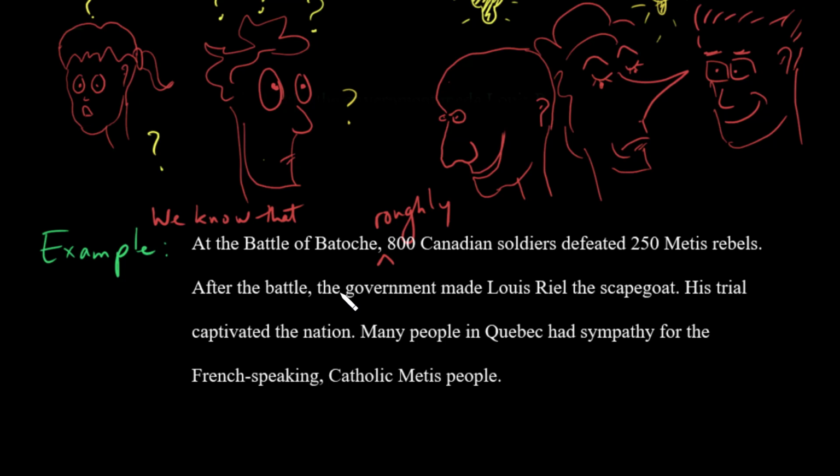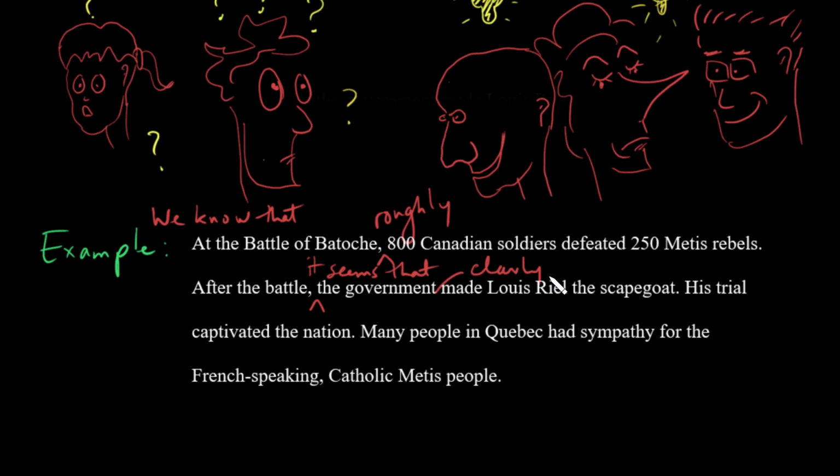The second sentence reads, after the battle, the government made Louis Riel the scapegoat. If we want to seem less confident, we could say, after the battle, it seems that, and we could actually stick this at the beginning of the sentence too, which may be a bit more natural. On the other hand, if we don't want to add a hedge, but we want to add a booster, we could say something like, after the battle, the government clearly made Louis Riel the scapegoat. Okay, so we could say clearly. And that would add quite a bit of confidence.